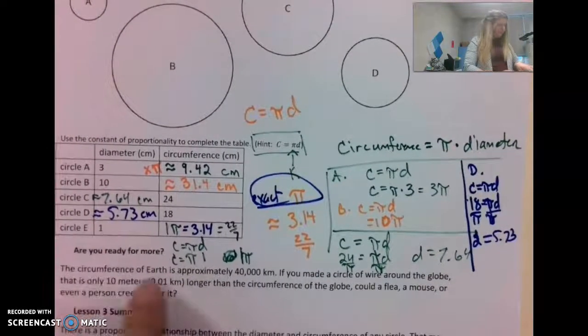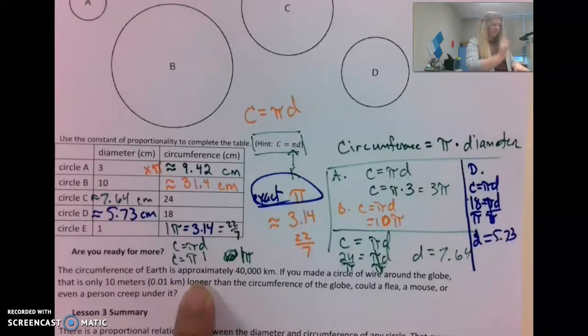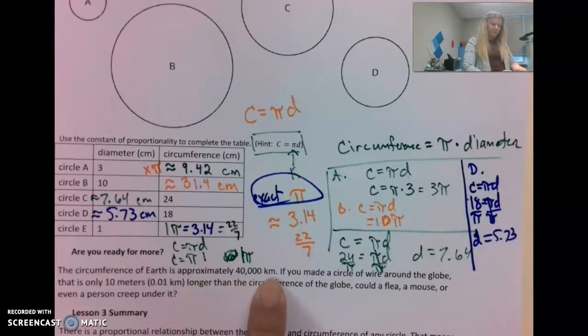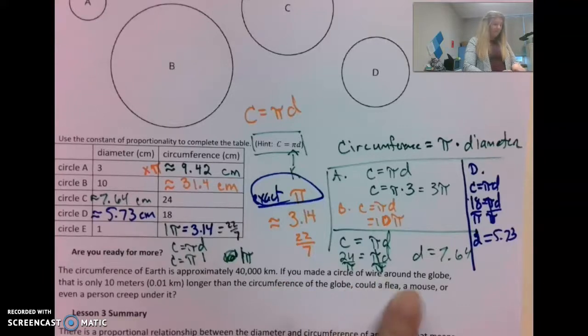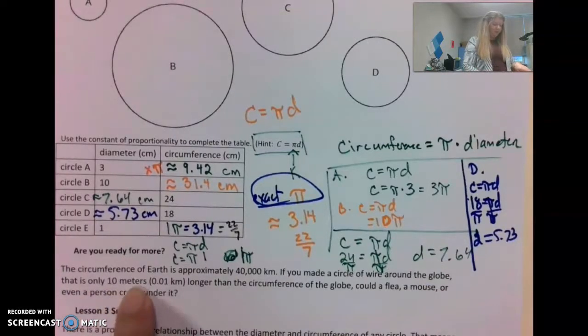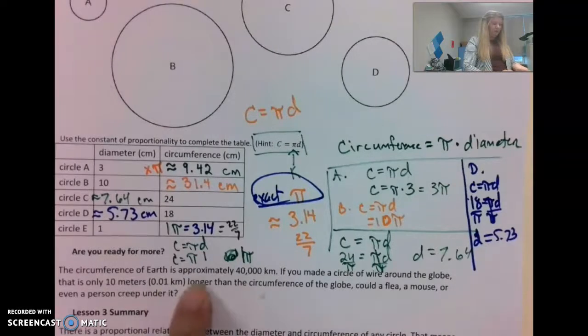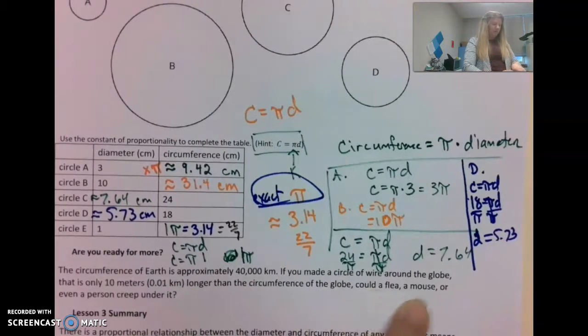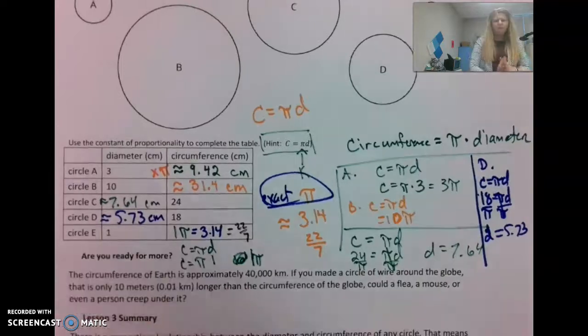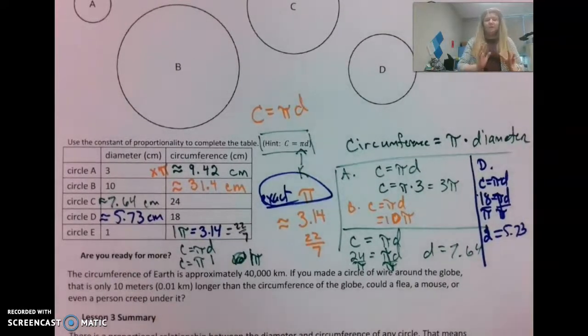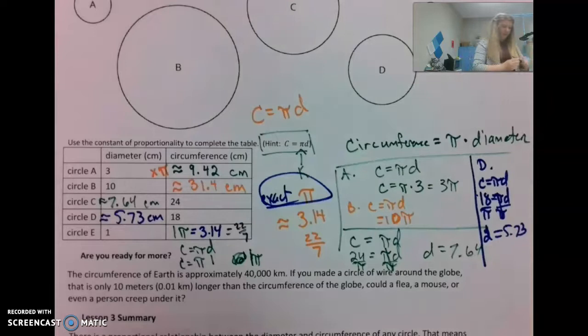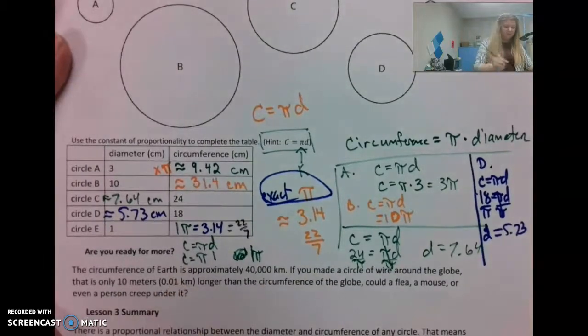Okay, I better hurry up. The circumference of Earth, so the distance around the Earth, is approximately 40,000 kilometers. If you made a circle of wire around the globe that is only 10 meters longer than the circumference, could a flea, a mouse, or even a person creep under it? So this is requiring us to really think about what we know about the circumference. They're adding 10 meters to the circumference.